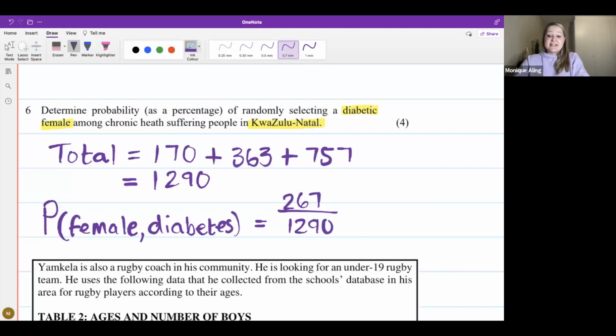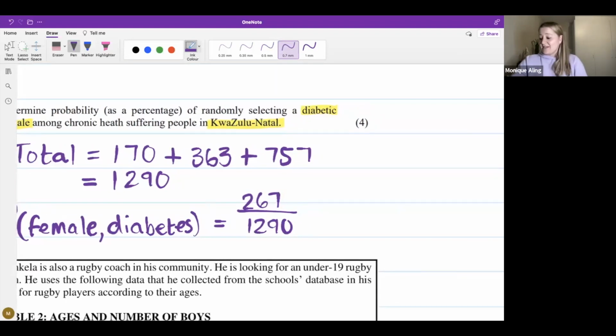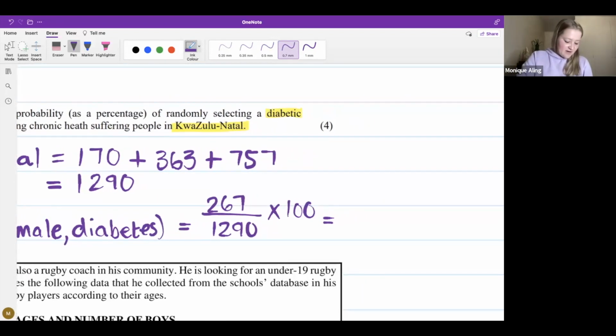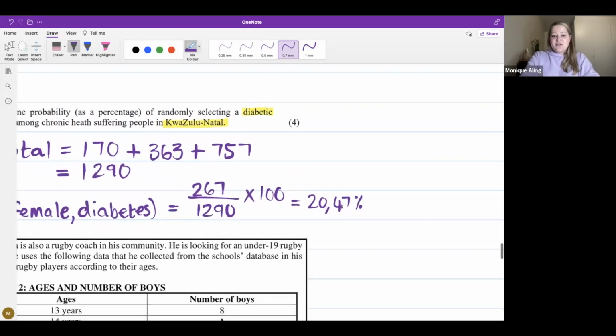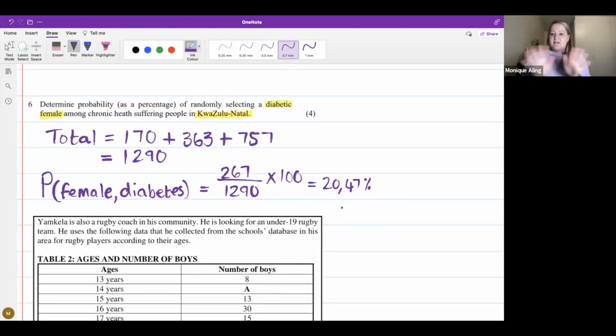They asked us specifically to give it as a percentage, so we times by 100. And that is how you end up with the answer of 20.47%. Remember that percentages are always 2 decimal places. It was a bit of a tricky one with the way they worded things. I also originally thought that they were just talking about the diabetic people in general, but they said among all the chronic health suffering people in KZN, so we had to include asthma and hypertension.